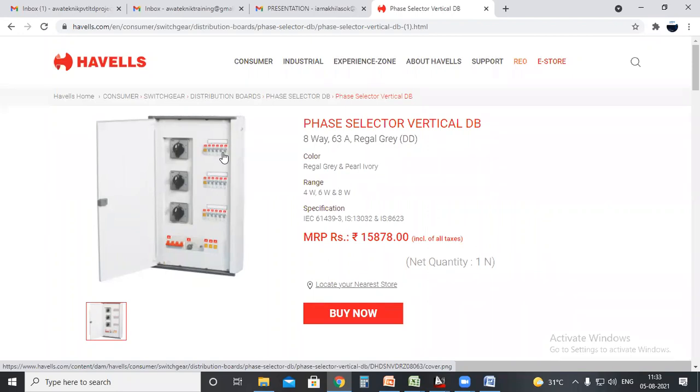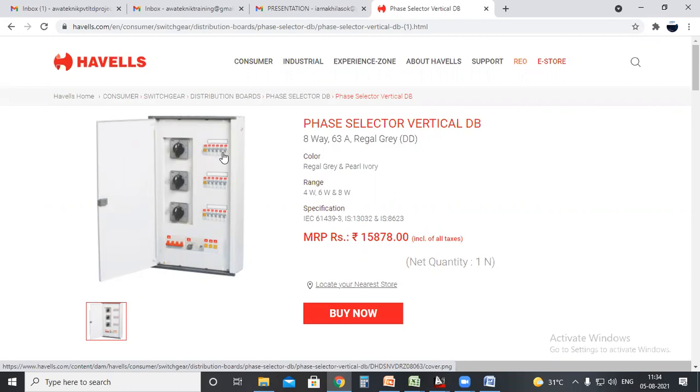And also, if you have an electrical load of a particular range, for example a 25 kW or 30 kW load, and you are having a single distribution board, then if there is a proper inspection, you will not get permission for the phase selector DB, because, as I said, there is a chance you will forget to rotate it back to the previous position.